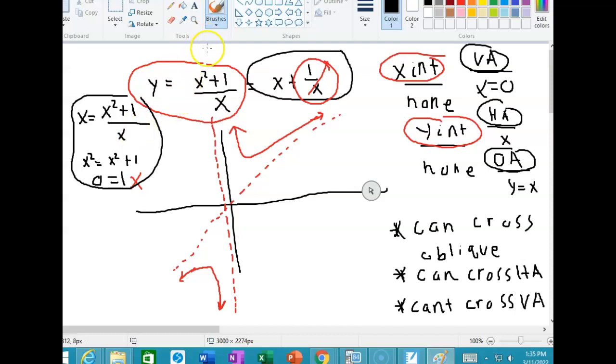Just make sure that you can graph all rational functions, no matter how complicated it is. Make sure that you can graph all types of rational functions.